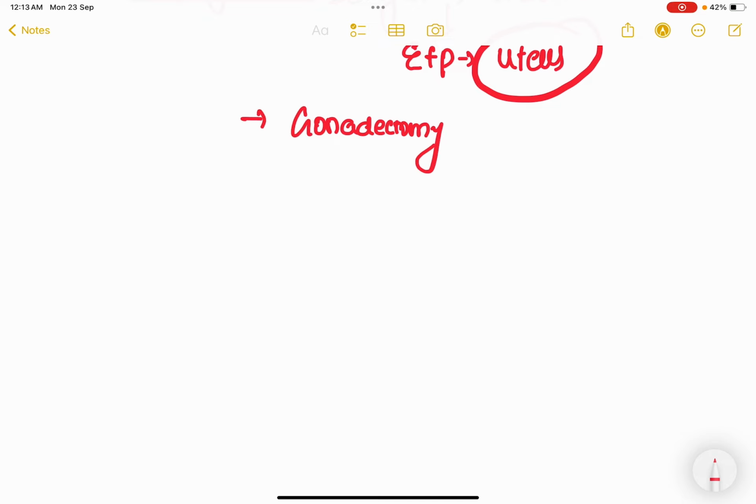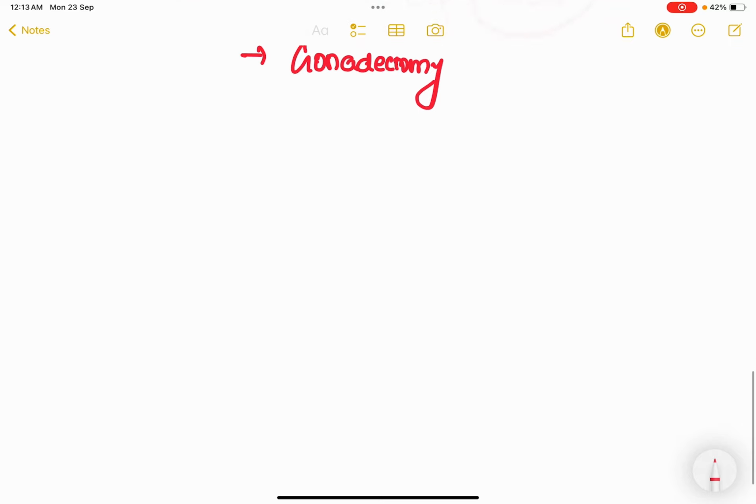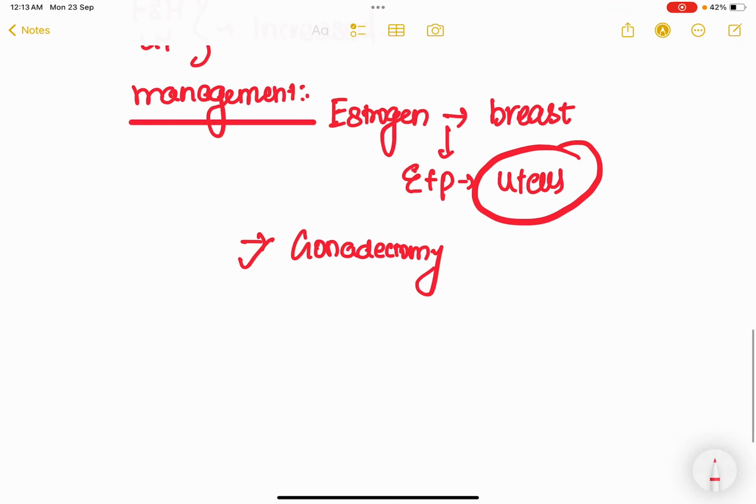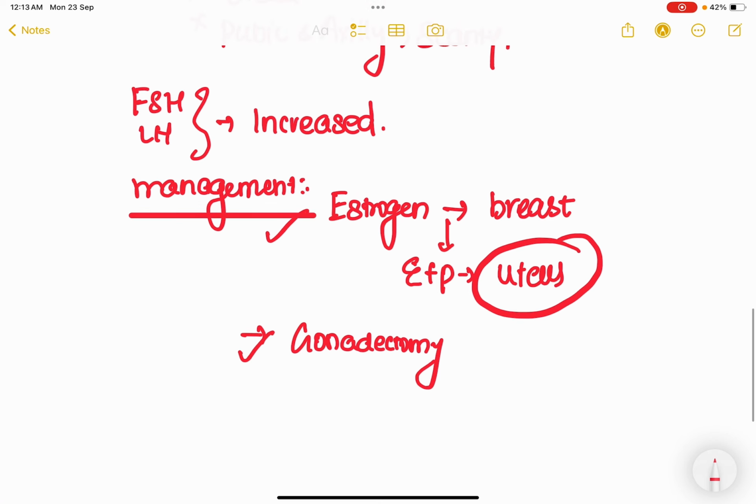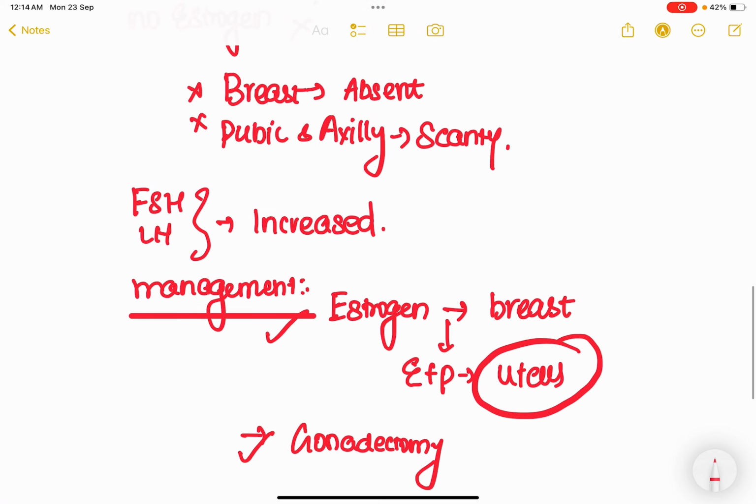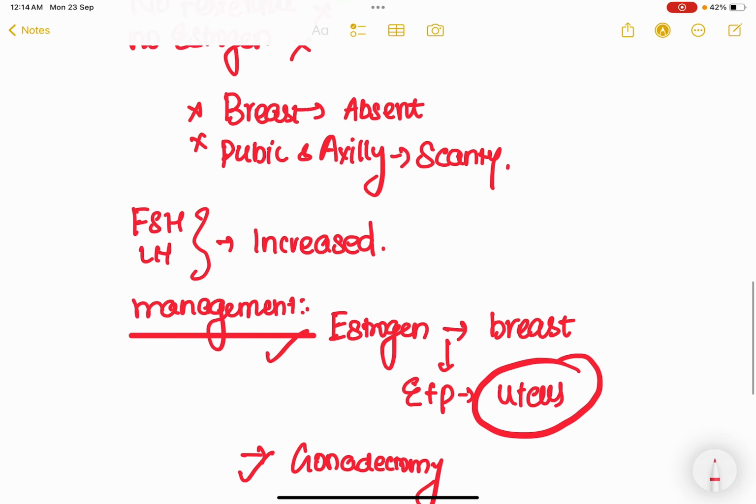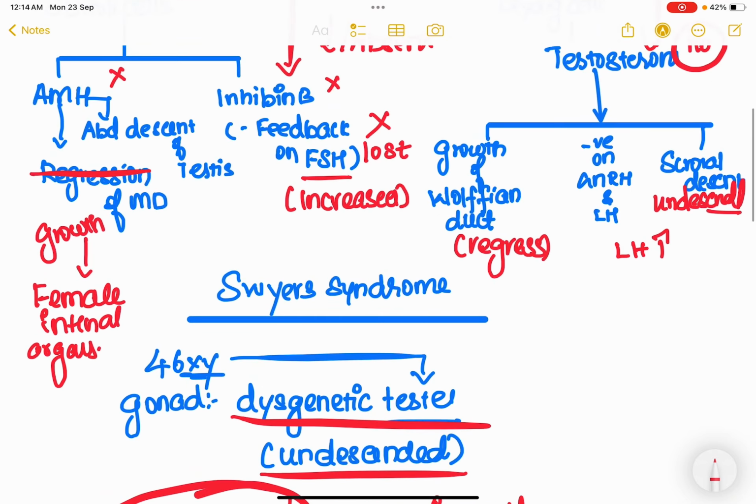Since the testis is going to be a dysgenetic testis, you have to do gonadectomy. Similarly, which we have discussed in androgen insensitivity syndrome, the testis is going to be an undescended testis. So, undescended testis, dysgenetic testis, you have to do gonadectomy. You have to remove that testis. So, you have to do gonadectomy in these patients as well. So, do gonadectomy as early as possible and then give estrogen for breast development, followed by estrogen and progesterone for the proper development of the uterus. Okay. So this is all about Swyers syndrome.